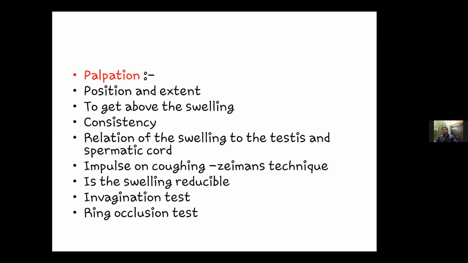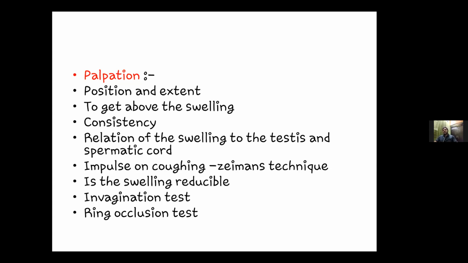In case of femoral hernia, it usually lies below the inguinal ligament and lateral to the pubic tubercle. Next point is to get above the swelling. To get above the swelling, differentiate inguinoscrotal swelling from scrotal swelling alone.